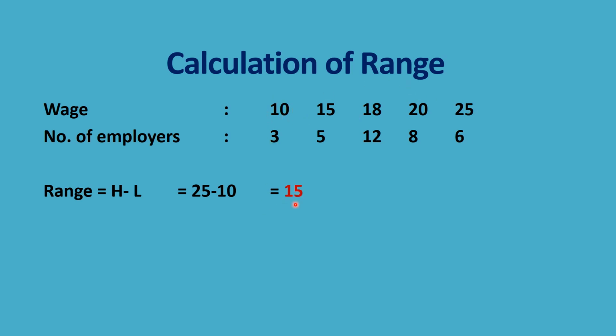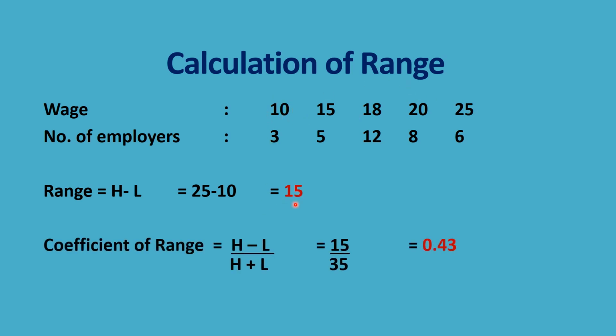And for finding the coefficient of range, highest minus lowest value divided by highest plus lowest value. 25 minus 10 is 15. 25 plus 10 is 35. So the answer is 0.43, which is the coefficient of range.